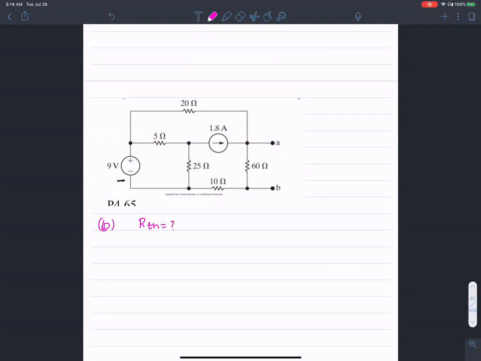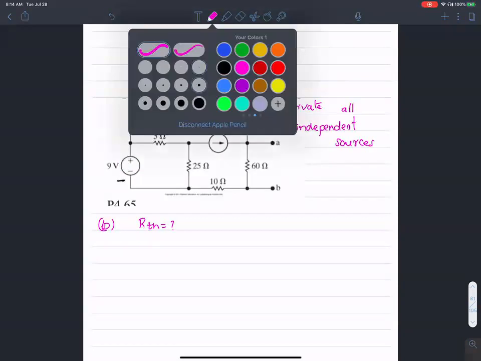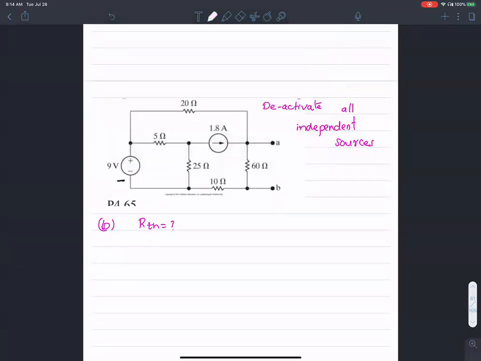How do you find R Thevenin? In order to find R Thevenin, remember we want to deactivate all independent sources. What are the independent sources? There is one independent source over here and another source over there. How do you deactivate a current source? By open circuiting it, which means you simply remove it from the circuit.